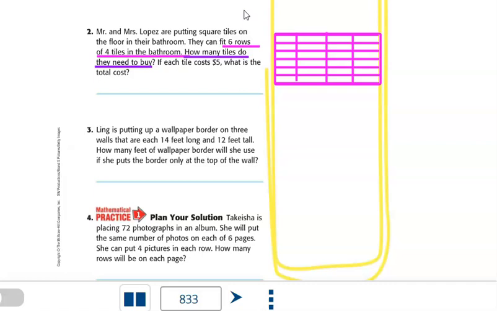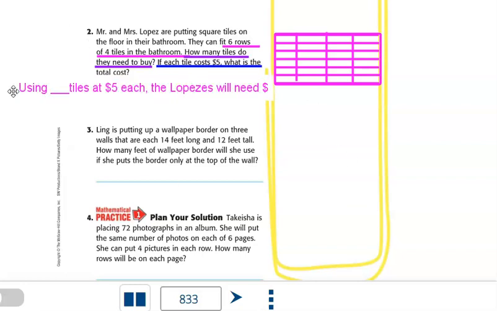And then once you've got that, you also need to figure out, this is the last part, if each tile costs $5, what is the total cost? So you've got multiple layers there, and you're going to need to break it down into smaller pieces in order to be able to get your final answer, which you can write on the line.